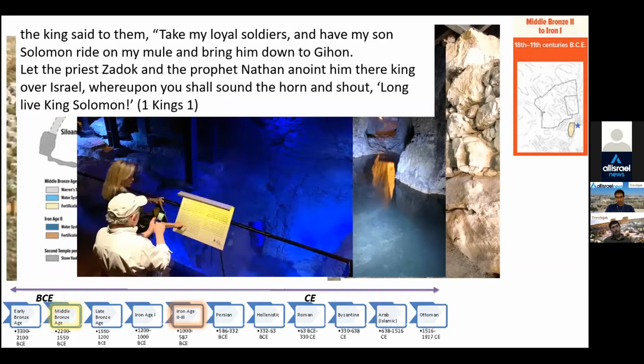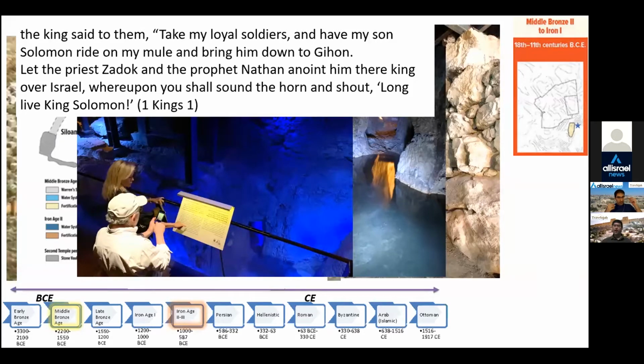The king said to them, who? Well, this is David that's telling his people, what you do, take my loyal soldiers, take whoever remains loyal to me, because one of his sons, Adoniah, actually announced himself as the new king. And take my loyal soldiers and have my son Solomon ride on my mule and bring him down to the Gihon. So right on top of the Gihon spring, on top of the water source, let the priest Zadok and the prophet Nathan anoint him king over Israel. Whereupon you shall sound the horn and shout, long live King Solomon.